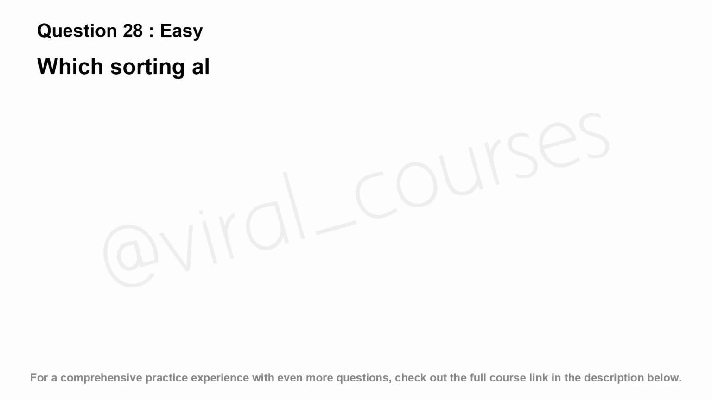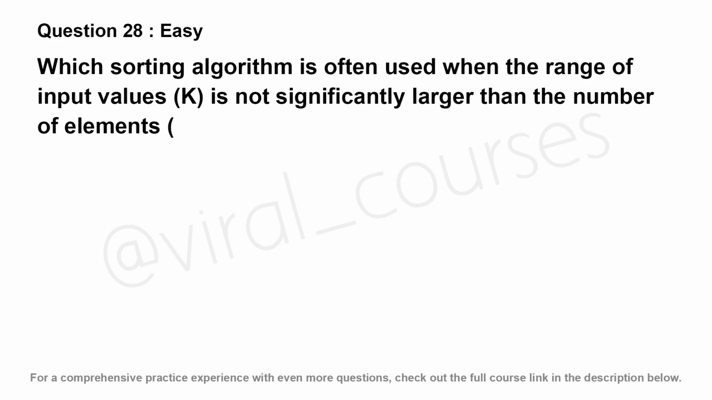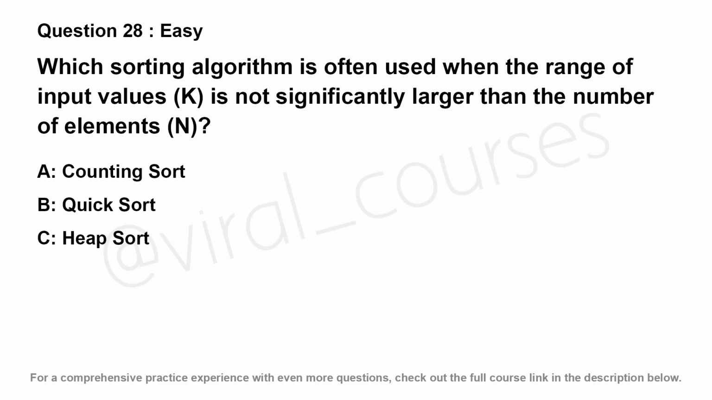Which sorting algorithm is often used when the range of input values k is not significantly larger than the number of elements n? Option A, counting sort. Option B, quick sort. Option C, heap sort. Option D, shell sort.